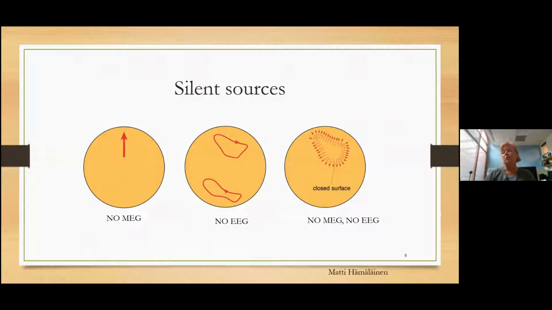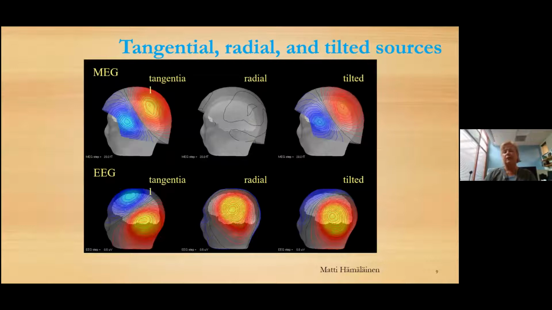However, if we use both modalities, EEG and MEG, simultaneously, we can actually compensate for some disadvantages of each modality. For example, here in the middle of the screen, you can see a radial source cannot be seen on MEG nicely, whereas the EEG can pick it up. By running EEG and MEG simultaneously on the patient or subject, you can compensate for that disadvantage.